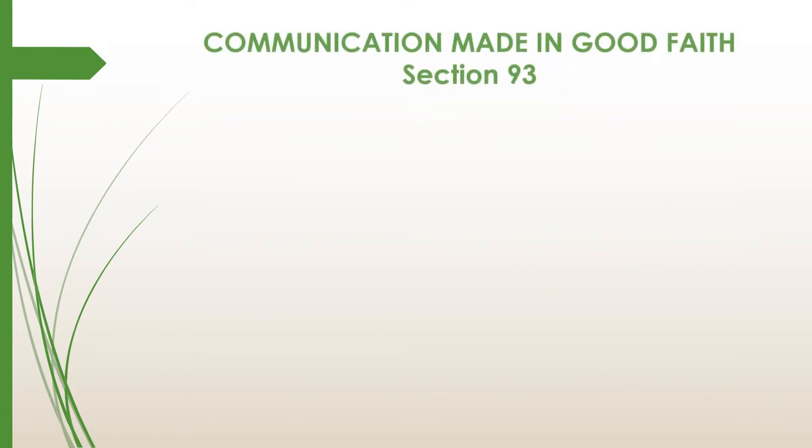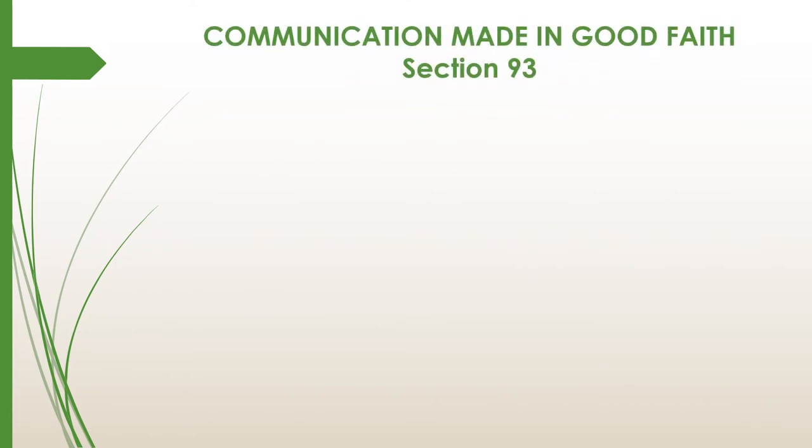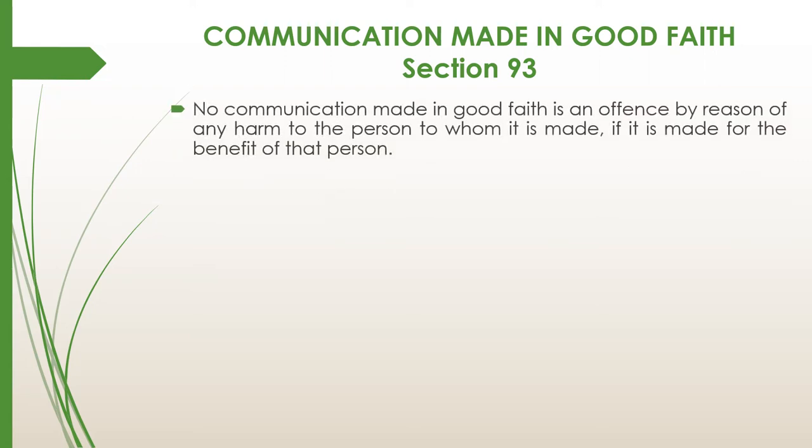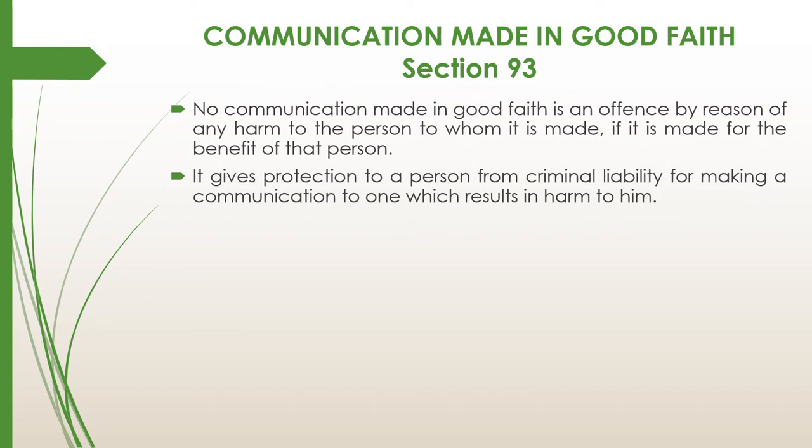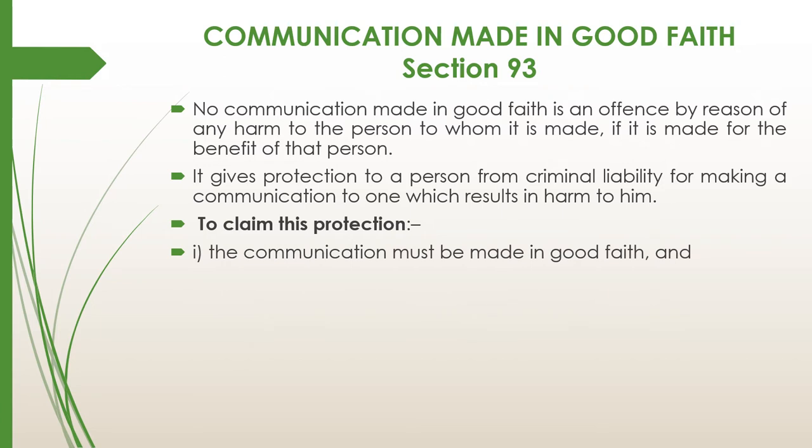The next general exception is related to the communication made in good faith, mentioned under section 93, which describes that no communication made in good faith is an offense by reason of any harm to the person to whom it is made, if it is made for the benefit of that person. This section gives protection to a person from criminal liability for making a communication to one which results in harm to him. To claim this protection under section 93, there are certain conditions. The first one is the communication must be made in good faith. Secondly, it must be made for the benefit of the person.